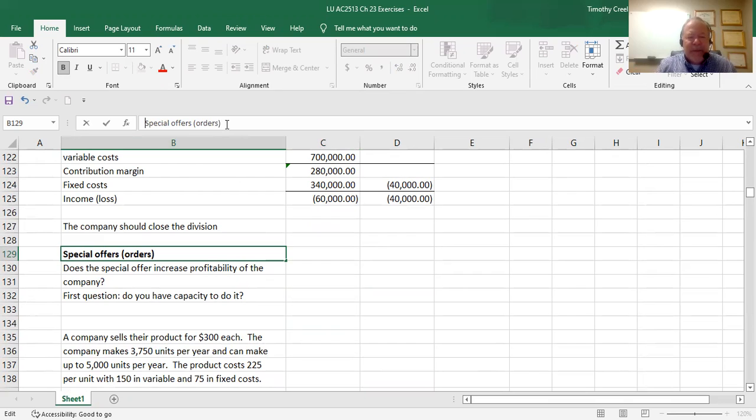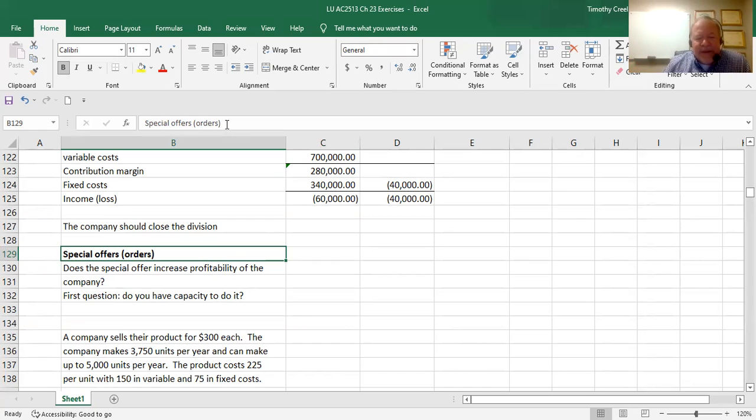And what happens in a special order is this: whenever a company comes to you, and maybe you've never done business with them before, or you don't often do business with them, and they say, hey, our regular supplier can't give us what we need. We've got too much demand right now for our product. And so they come to you and say, can you make 10,000 units for us at this price by this time? And they basically just lay the offer out there.